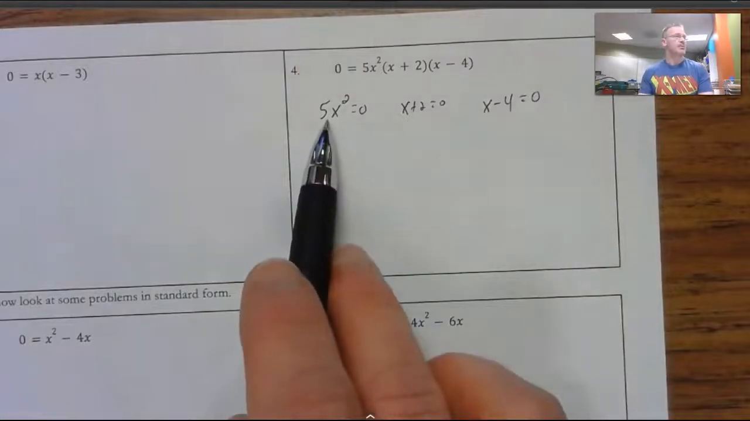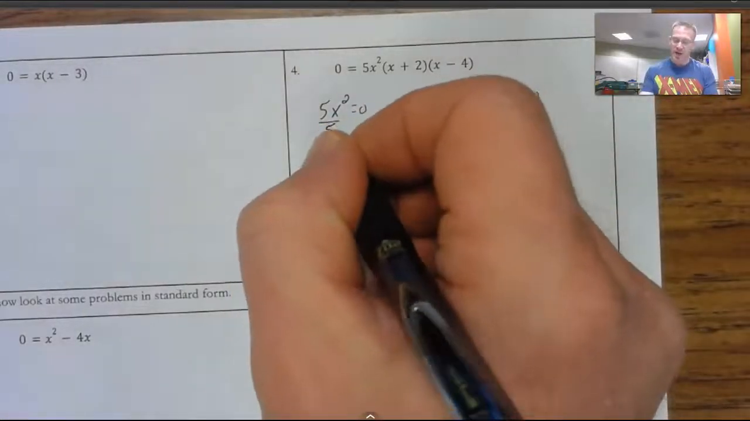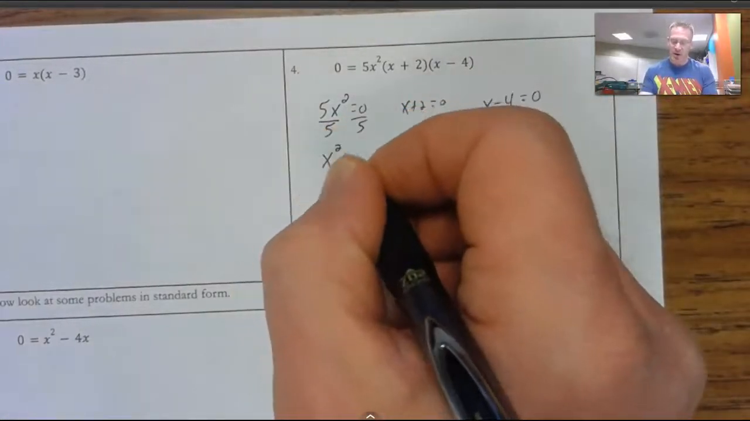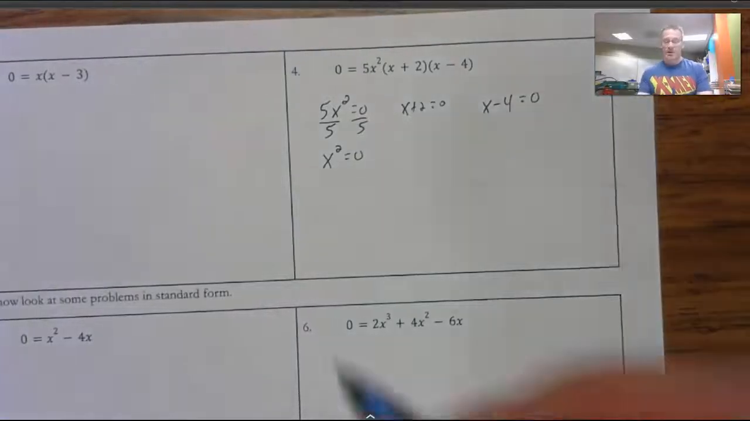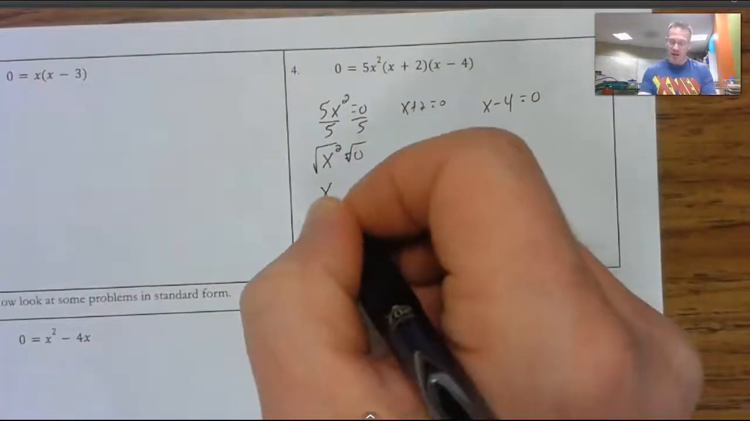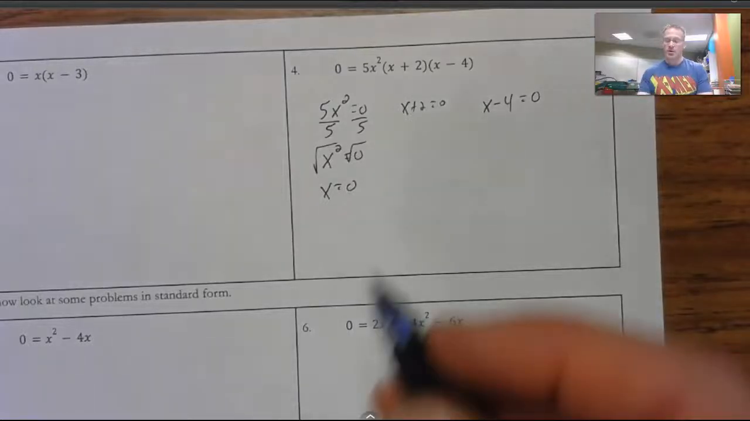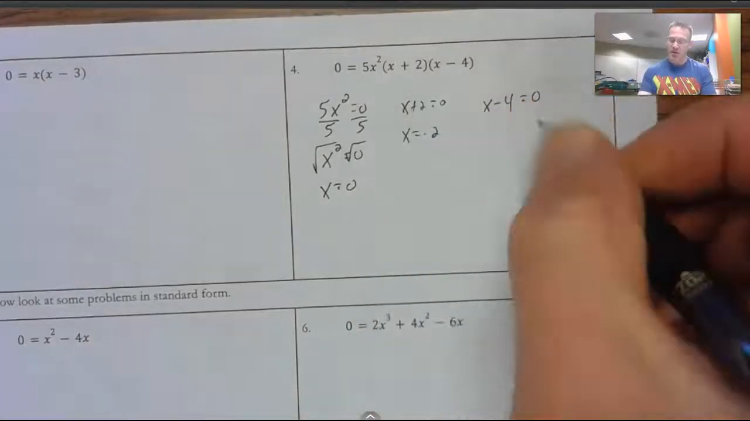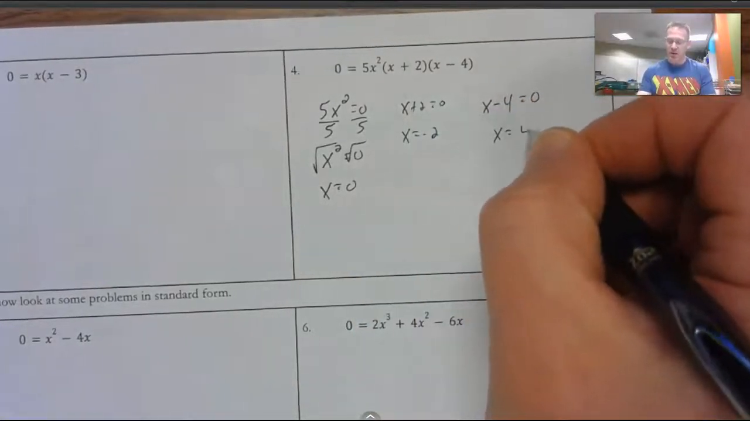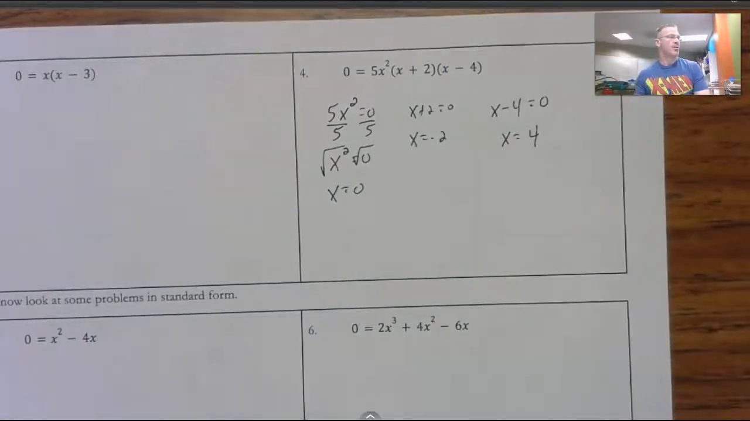Now sometimes we have to do additional steps. So notice here we would have to divide by 5 first, and that means x squared is equal to 0. And then we would take the square root of both sides, and that would give me 0. So sometimes you might have to do an additional step or two. Here we just get x equals -2. Here we get x equals 4. All right, and that's all finished.